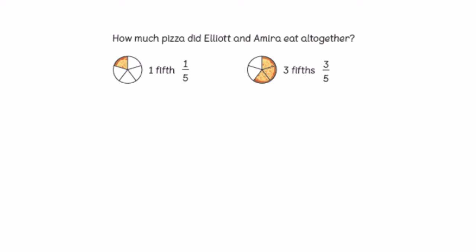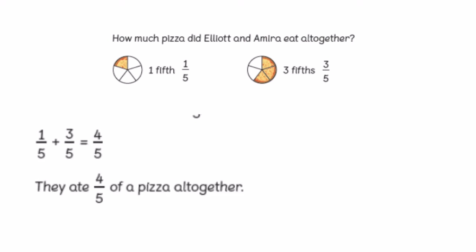To find how much pizza Elliot and Amira ate all together, I will need to use addition. The word all together helps me know this. All together is a bit like saying find the whole. I know Elliot ate 1/5 and Amira ate 3/5, so I can add these together and I know that they ate 4/5 of a pizza.